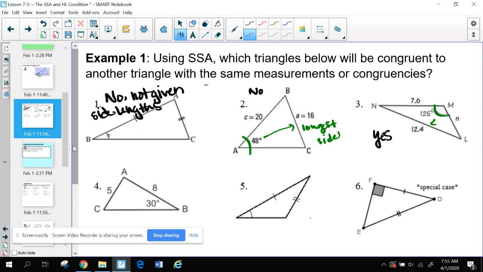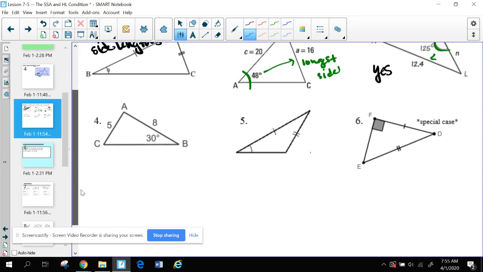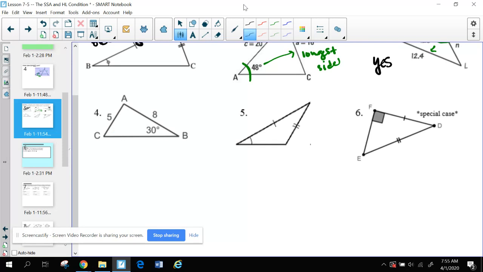Over here on number 4, find the angle that's given. We look opposite. Is that the longest side? It is not. 8 is over here. So we would say no, not longest side, opposite the angle that's given. 5 right away, we can shut that one down. There are no measurements given.